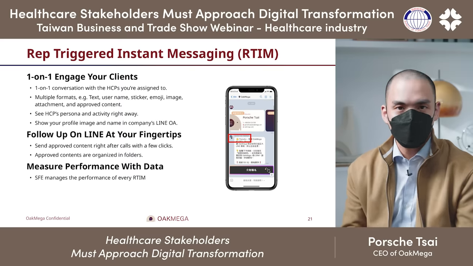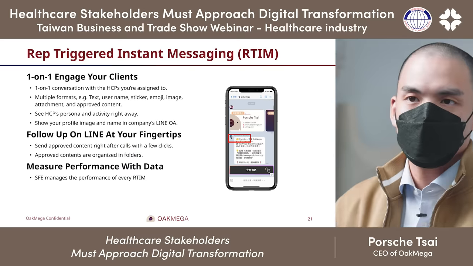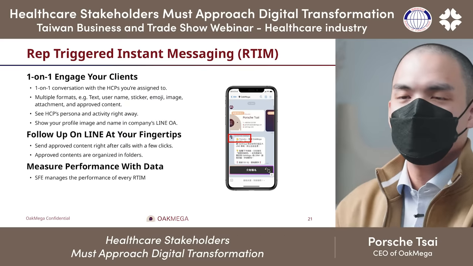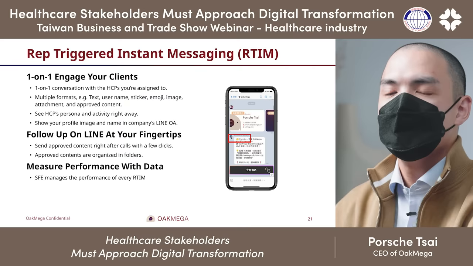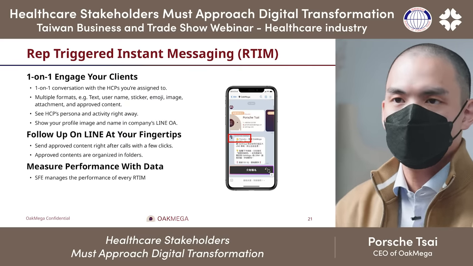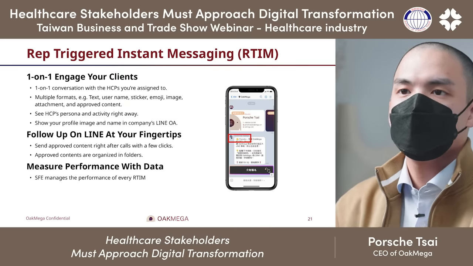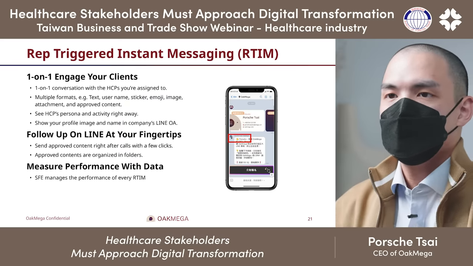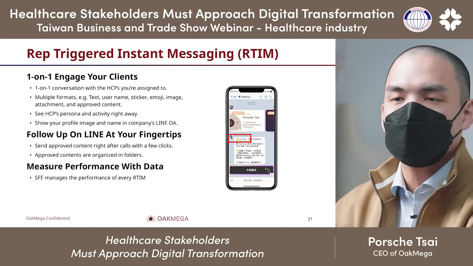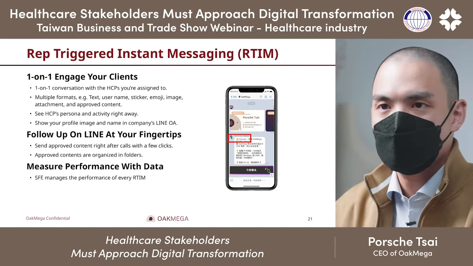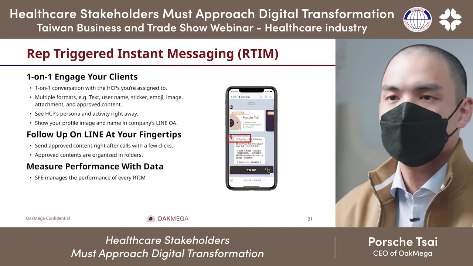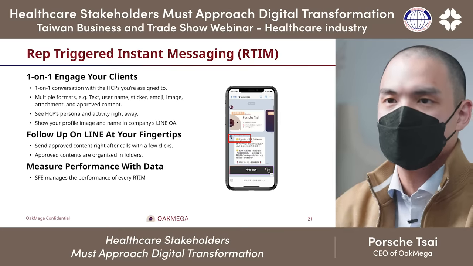So as for salespeople, in the past, after a call with clients, you would send an email to them. But right now, all you have to do is log into OakMega social CRM, then you can send the message directly through Line to increase the open rate and engagement rate with your clients. And not only can you send the message out, but you can also interact with them afterwards, just like email, but way better than email, because you have more formats to use and more interaction to build with.